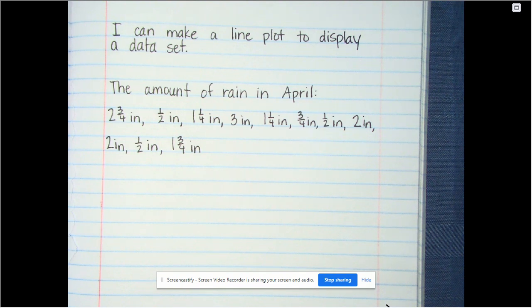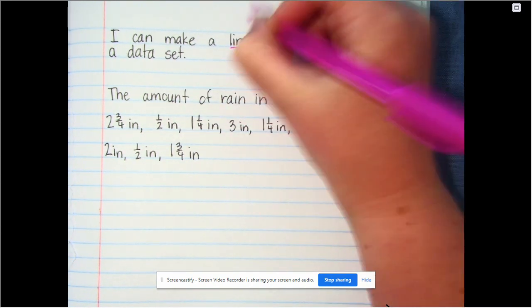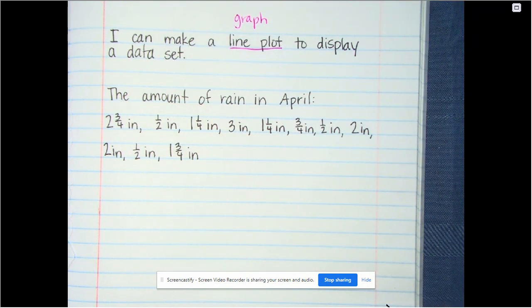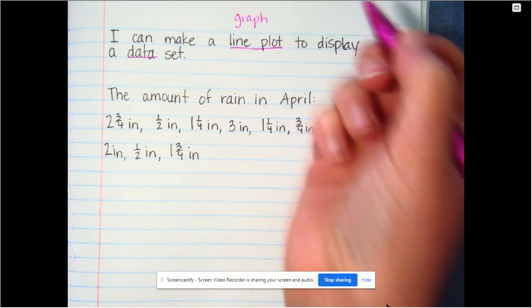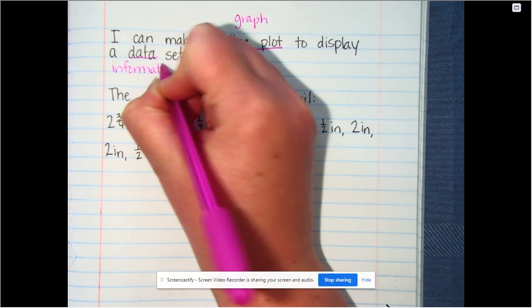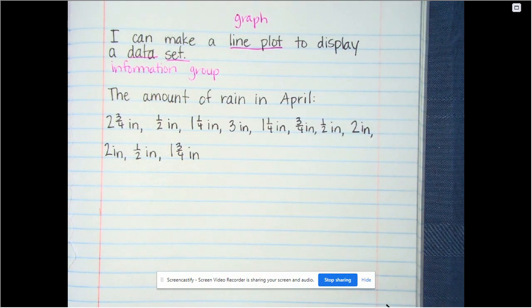Hi everyone, so today we're going to be focusing on the skill I can make a line plot to display a data set. Before we start, we need to know a couple pieces of vocabulary. A line plot is a type of graph where you can record lots of different data to see how often something comes up. Data are pieces of information and a set is a group. So we're trying to look at groups of information and find out how often they come up.